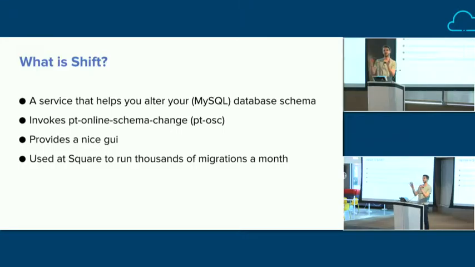It'll create a new table with the new schema that you want, slowly copy the data from your existing table to the new table, and then do an atomic rename at the end. So it's a great tool. You should check it out if you haven't already. If you have a really small app, with a few thousand rows in your database, you're probably never going to need it. You can run alters directly. But if you have services with millions of rows, running alters directly on your database is going to cause it to lock up. And so you're going to need to use an online altering tool like PT Online Schema Change. And so Shift is, as I said, a UI that we built on top of that. And we use it at Square to run thousands of migrations a month.